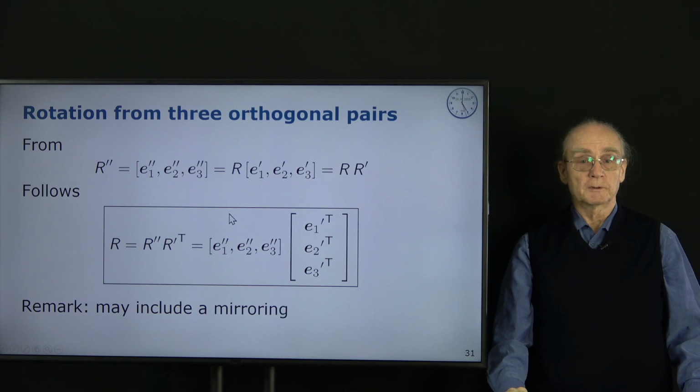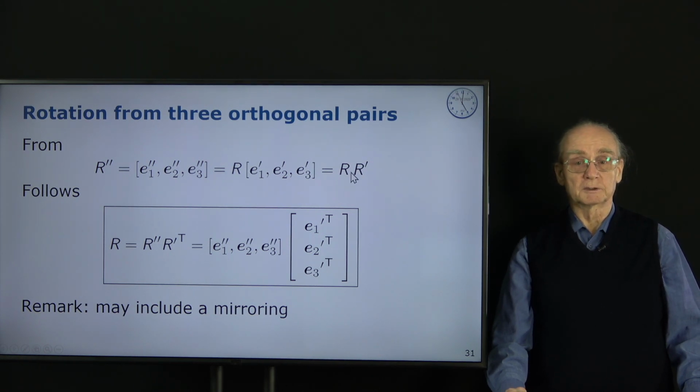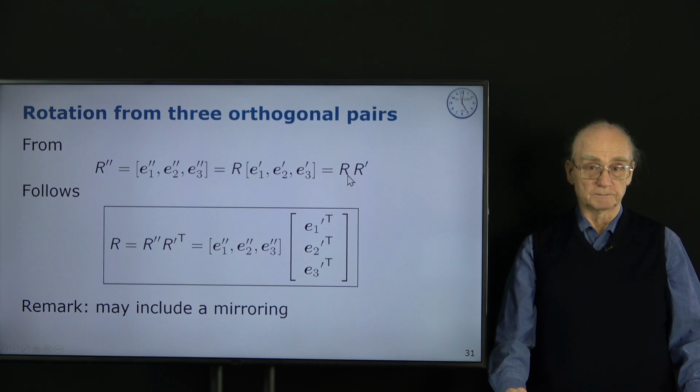Now, if we multiply the three columns of the first tripod with R, we get the three columns of the second rotation matrix. So E1 prime multiplied with R is transformed to E1 double prime, etc. That means we have a relation. The R double prime is nothing else than R prime multiplied with our unknown rotation.